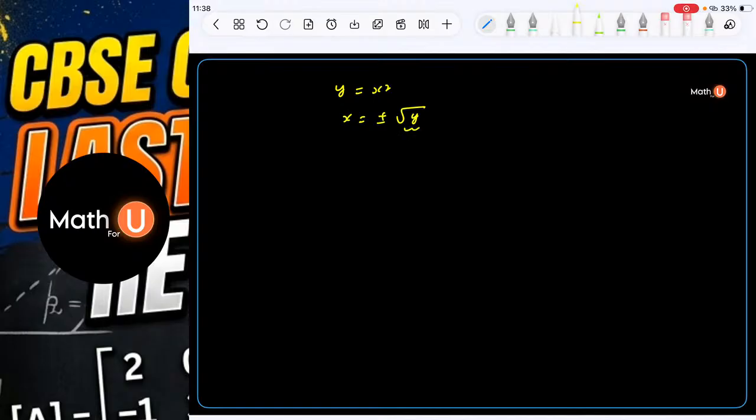See, when this y is defined, the y value is only defined from 0 to infinity. Y belongs to only 0 to infinity. This is nothing but the range of the function. Y is greater than or equal to 0, nothing but from 0 to infinity. It can be written in interval form as 0 to infinity. This is nothing but the range.